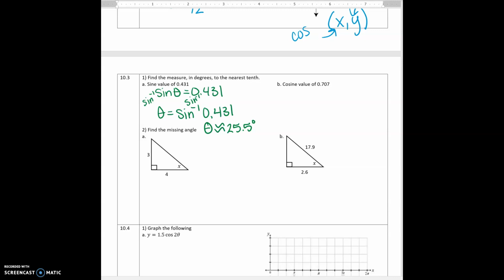And then same idea over here. We're just dealing with cosine now. So cosine of theta equals 0.707. Take the inverse of both sides. Plug that into your calculator or your phone, and you get that it's approximately 45.0 degrees.